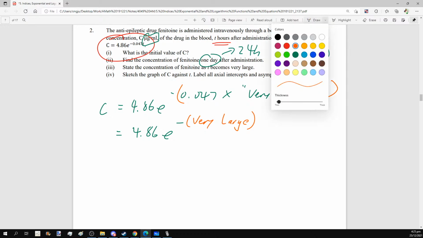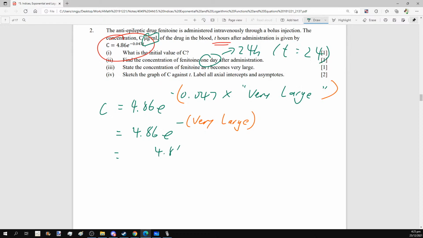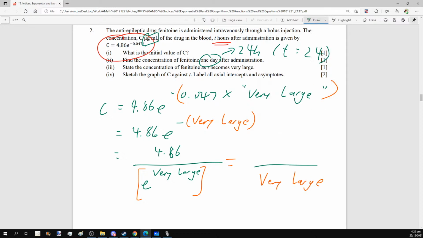Once we are over here, what I'm going to do next is I will change the negative indices to positive indices by moving the entire exponential term to the bottom, like this. And therefore you see the negative on the power is gone. Of course, once we are here, you will see that this bracketed portion is e to the power of very large, in other words, e to the power of a positive large number, which will obviously be very large by itself. And therefore we have 4.86 to the power of very large, which will actually be close to 0. And this will tell us the answer we need.